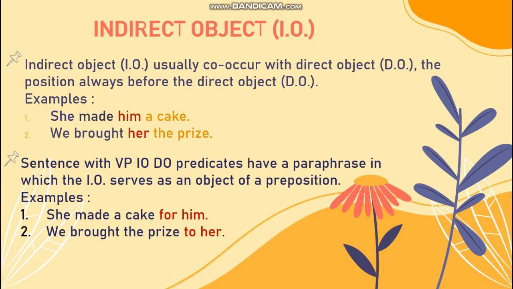And then sentence with verb phrase, indirect object, direct object. Predicates have a paraphrase in which the indirect object serves as an object of a preposition. For the examples: she made a cake for him, and we brought the prize to her. So in this case, we can add the preposition before the indirect object, and if we add the preposition, we must put the indirect object at the end of the sentence.